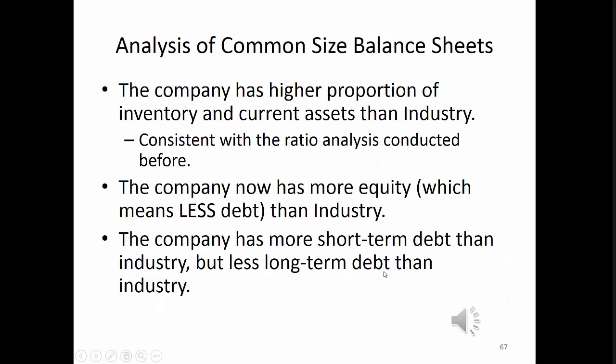So now with all these percentage numbers on the balance sheet, it's easier for us to conduct comparative analysis for the balance sheet accounts. The company has a higher proportion of inventory and current assets than the industry average. And this is consistent with the ratio analysis results we got before.